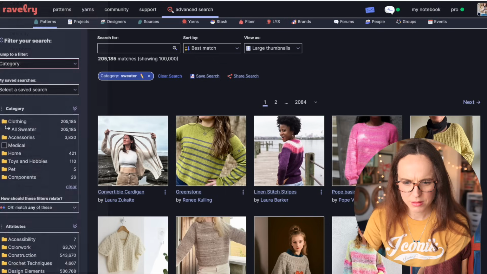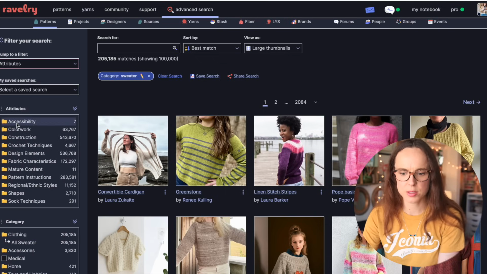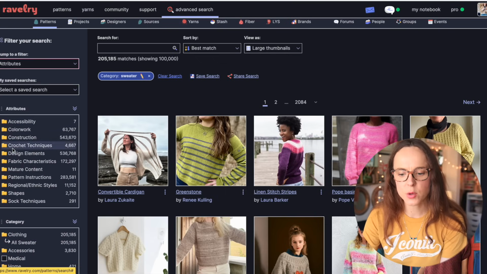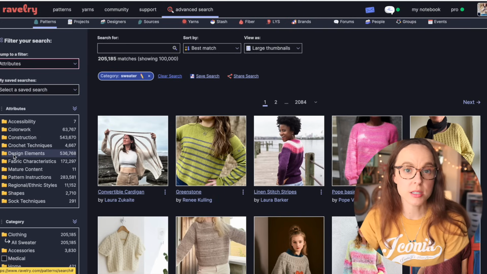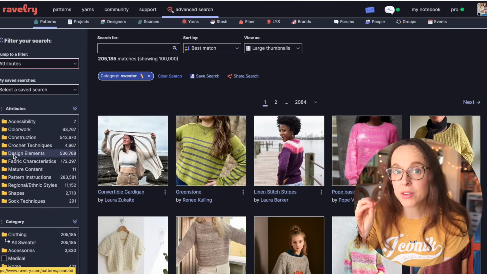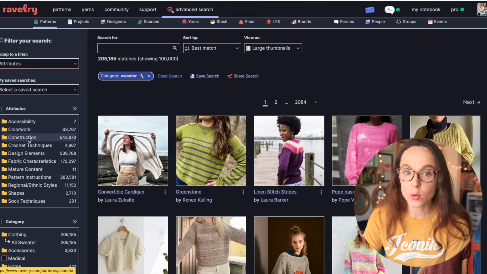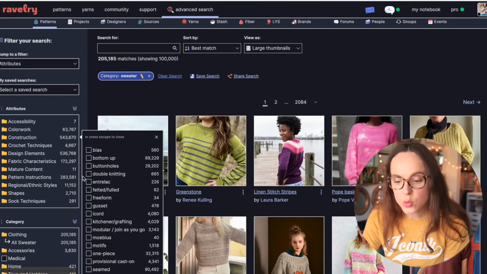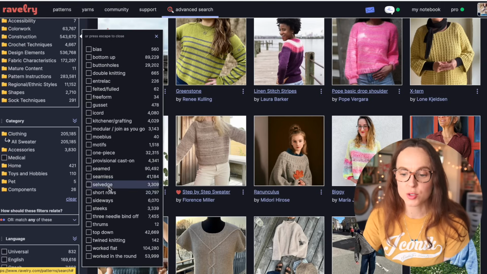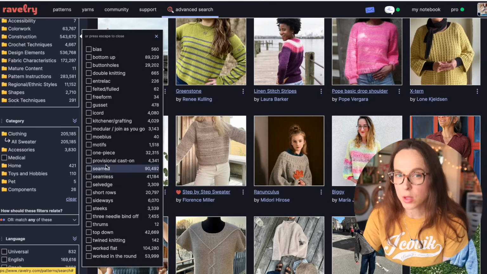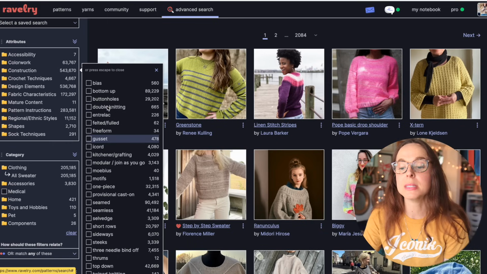Attributes? Yes, attributes. Okay, we're going to attributes. And this is the dolman or batwing. So if you wanted to narrow things down by sleeve construction, you might think, oh, I go to construction. Well, you would be wrong because it's not going to be in the construction section, which can throw a lot of people off. And I think that is a mistake.